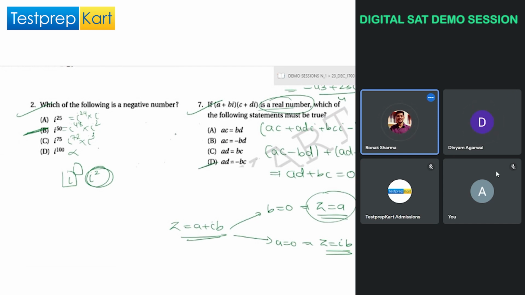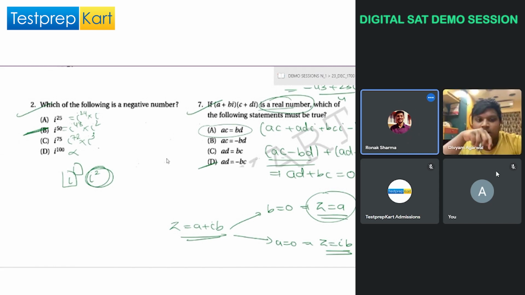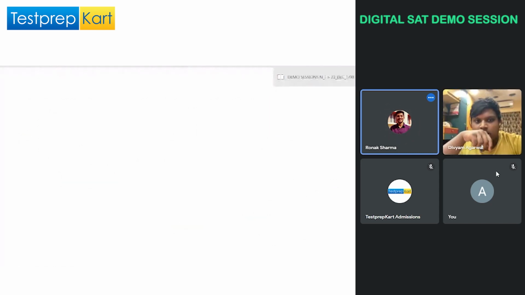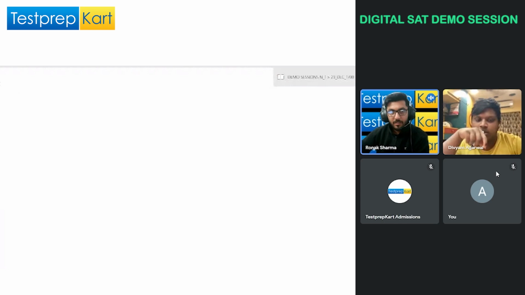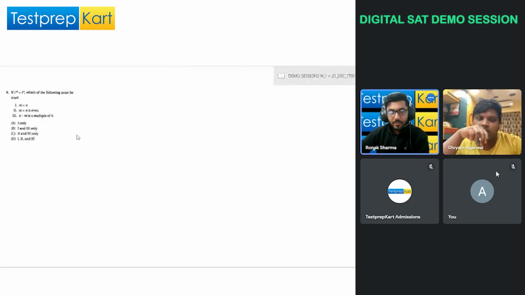But please be ready for that question also: if they ask that a complex number is only having an imaginary part, that will imply this is 0. So that will make your A option correct. Again, a good question.